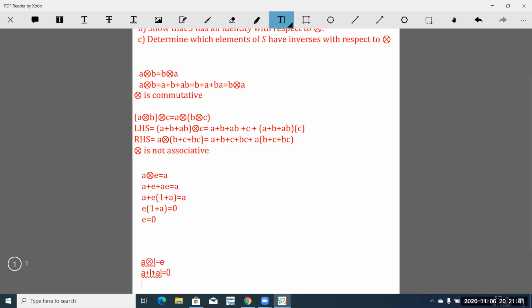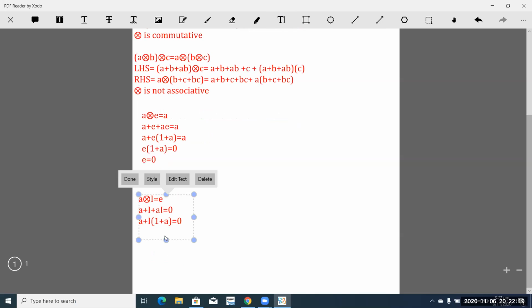So now let's find I. How are we going to find I? We'd factorize out I. So we have A plus, factor out I, and we have 1 plus A, and that's equal to 0. So what are we going to get for I? I would be equal to 0. You sure? What are you getting, I is 0?